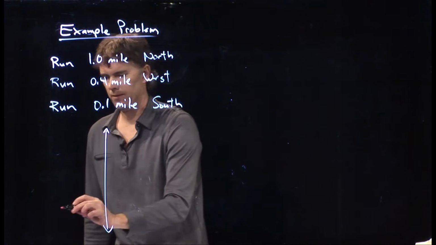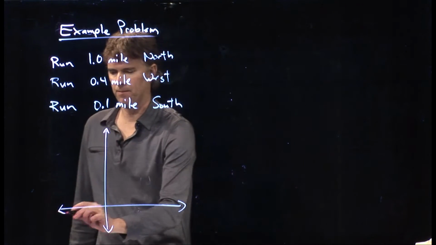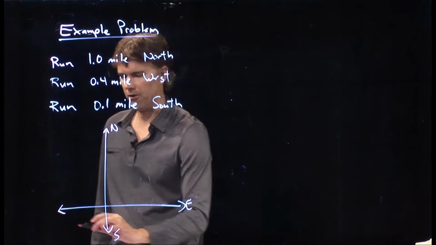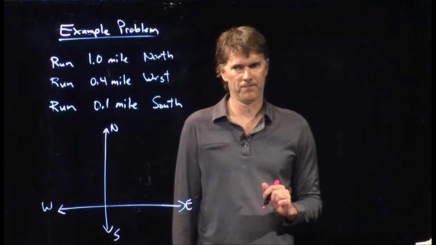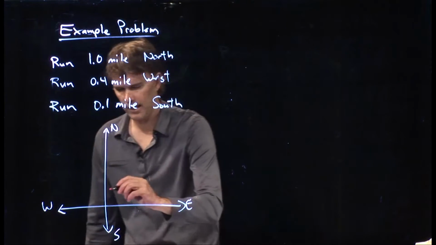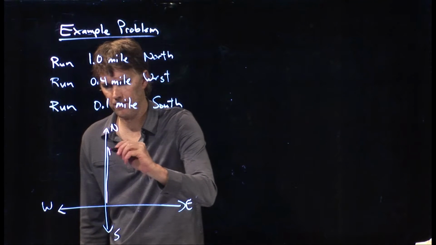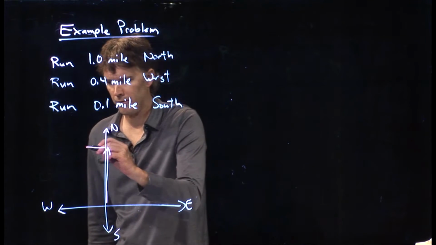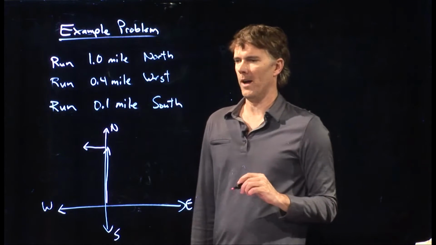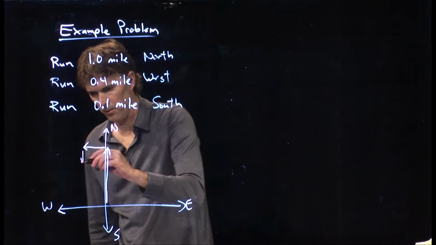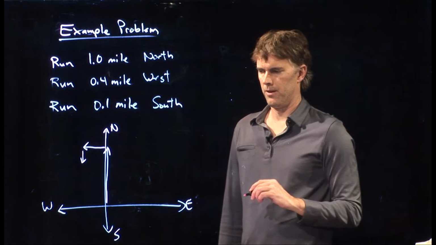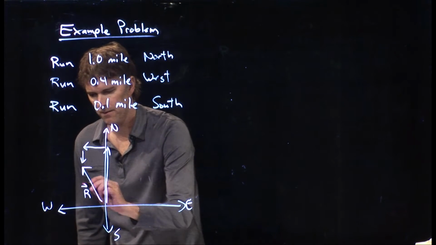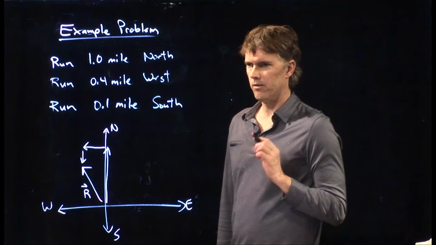We're going to run 1 mile to the north, then 0.4 miles west, and then 0.1 mile south. Okay, so our first leg of our journey is straight up, 1 mile. And then we go 0.4 miles to the west, and then we go 0.1 miles south. And we want to figure out this guy right here. What is that R vector?